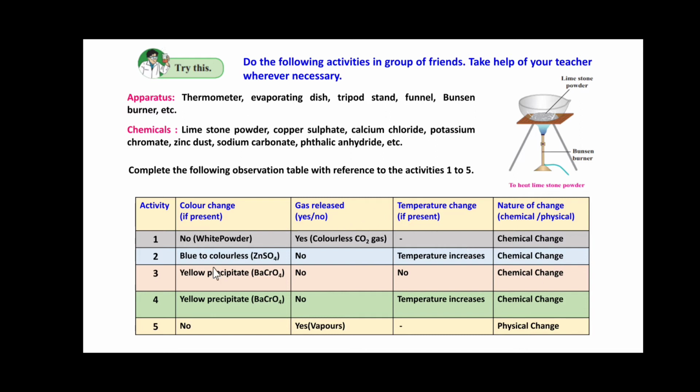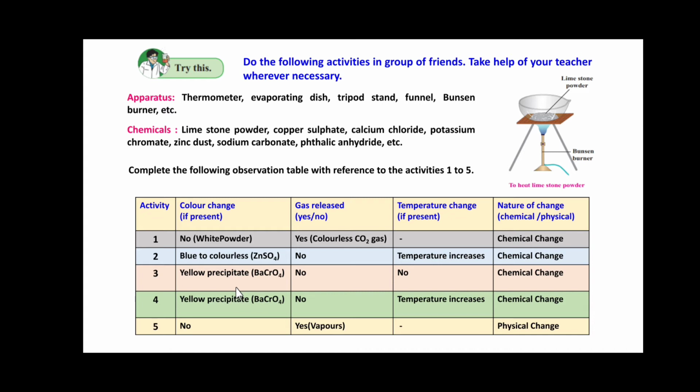The second activity we are going to consider is add zinc dust into the copper sulfate, CuSO4 solution. Means CuSO4 plus Zn gives you ZnSO4 plus Cu. Means from copper sulfate and this zinc dust, a displacement reaction occurs here. SO4 sulfate group attached to the zinc, ZnSO4 formed, copper is released. So here again, blue to colorless, it will become ZnSO4. Gas release, no gas release, temperature will be increasing. It is a chemical change.